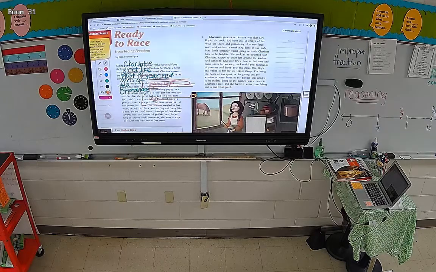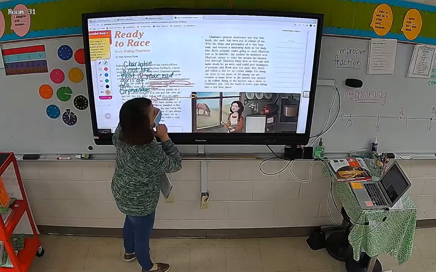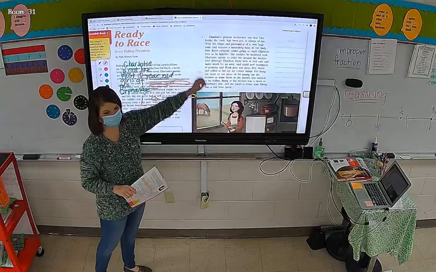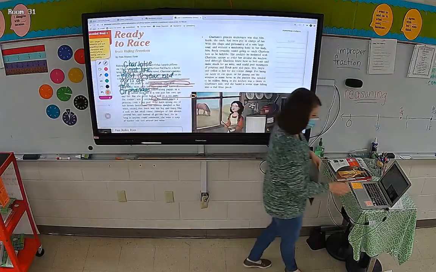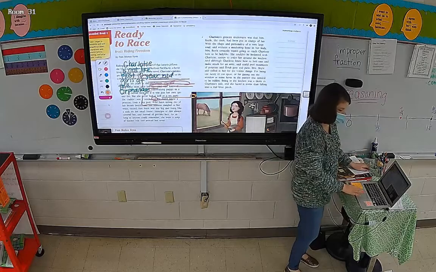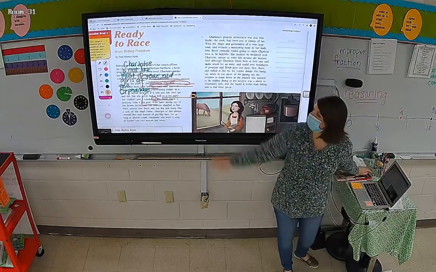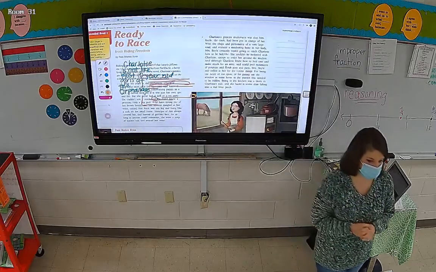Okay, so if we were looking at paragraph 2, what do you think would be the most important sentence that would tell you what this whole paragraph is about? Remember in paragraph 1, we said that Charlotte wasn't like most girls her age. That one sentence told us what the whole paragraph was about. What do you think would be one sentence in this paragraph that could tell you what the whole thing is going to be about?